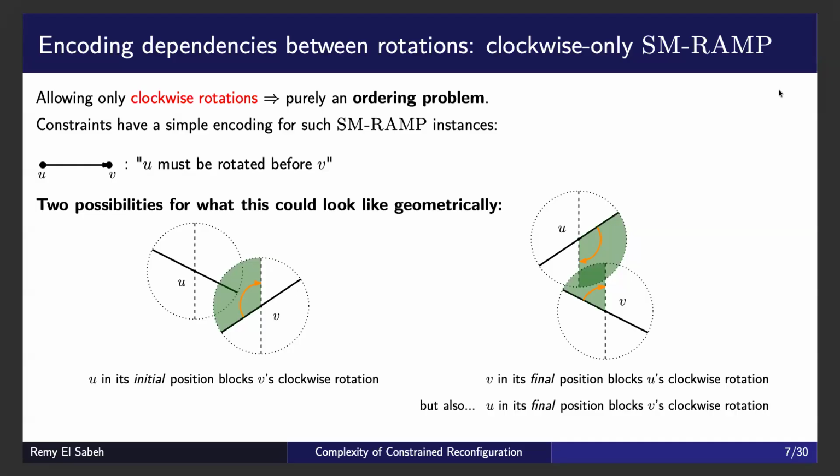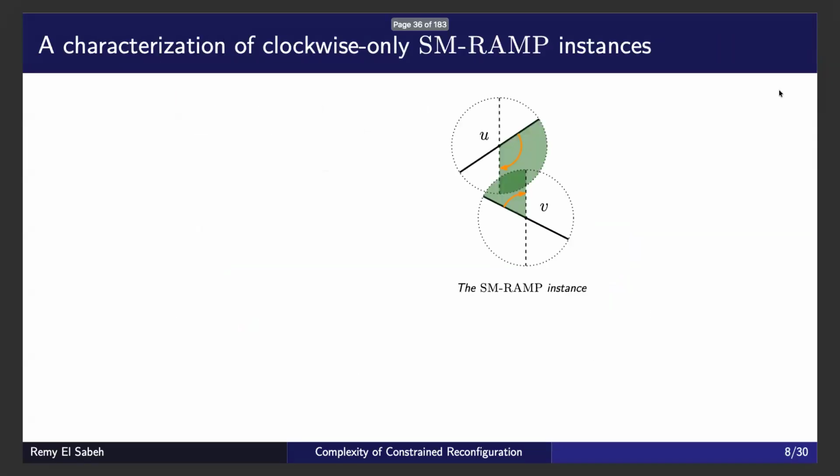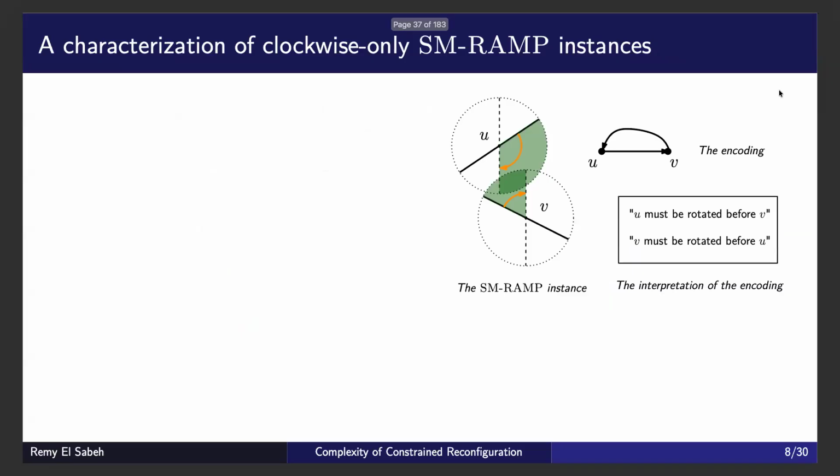So if we're in the clockwise only realm of things, we're kind of already stuck, because no matter how you try to order these two, you'll end up with a collision. And in fact, we use this to illustrate our first positive result. So that's the instance we just looked at. This is how we would encode this graph theoretically. And that is the interpretation of the encoding. So U must be rotated before V, V must be rotated before U. Obviously, you cannot really satisfy both of these statements at once. So that would be a no instance.